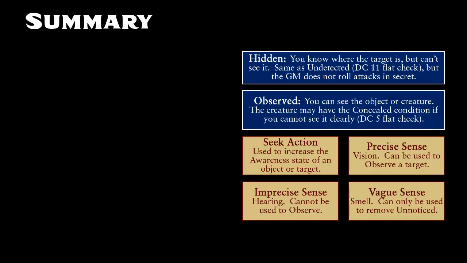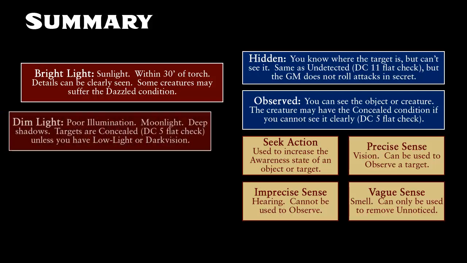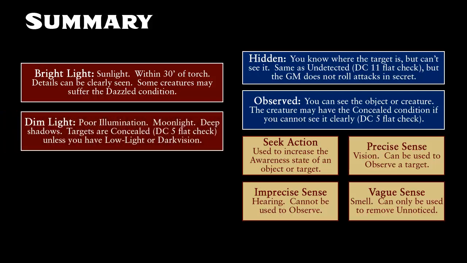There are also 3 levels of light conditions. Areas of bright light are bright enough that details can be clearly seen, and most creatures suffer no penalties seeking a target in bright light. Areas with poor illumination are dimly lit. Candlelight or outdoors under a full moon, for example, would be dim light conditions. You can still see and observe targets in dim light, but unless you have low light or dark vision, all targets in dim light are going to gain the concealed condition.